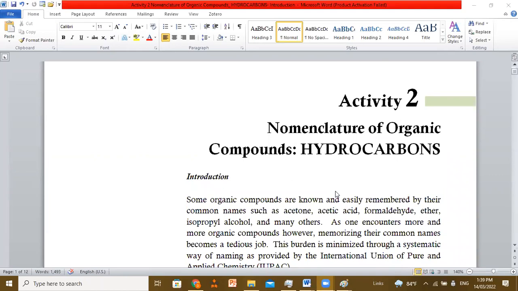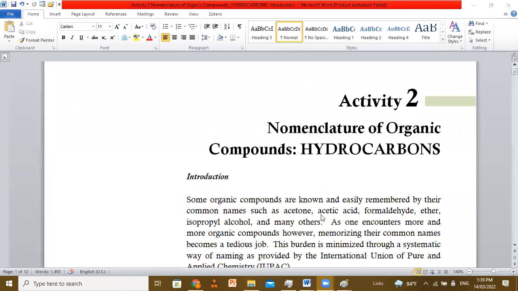Sometimes nomenclature can be very tedious and it may take time to familiarize really with the nomenclature. So we devoted some activities for the naming of the organic compounds. Some organic compounds are known and easily remembered by their common names. Of course, we might not know that they are organic compounds.